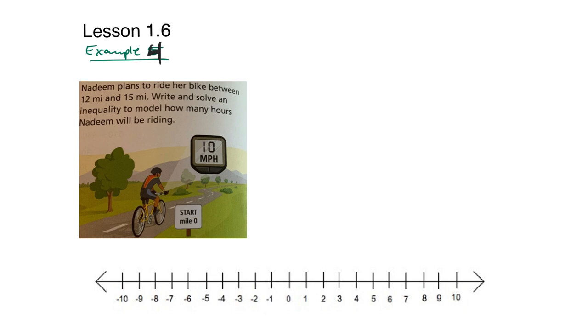Nadine plans to ride her bike between 12 miles and 15 miles. Write and solve an inequality to model how many hours Nadine will be riding. Something to point out here, they're assuming she's going to be riding 10 miles an hour. So she's going to be going 10 miles per hour, and we don't know how many hours, so when we don't know the amount, we use a variable. She's going to go between 12 miles and 15 miles. So we're going to divide each side by 10. This is a simple one.